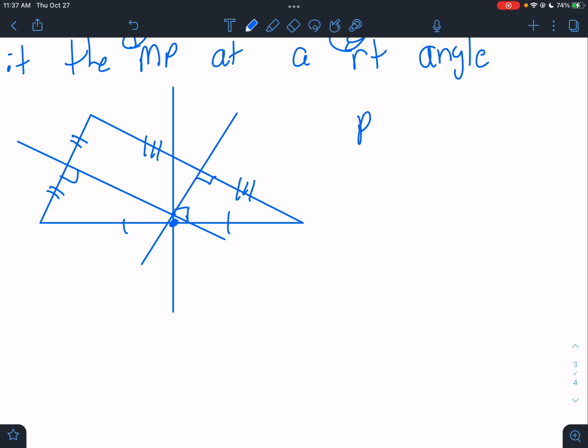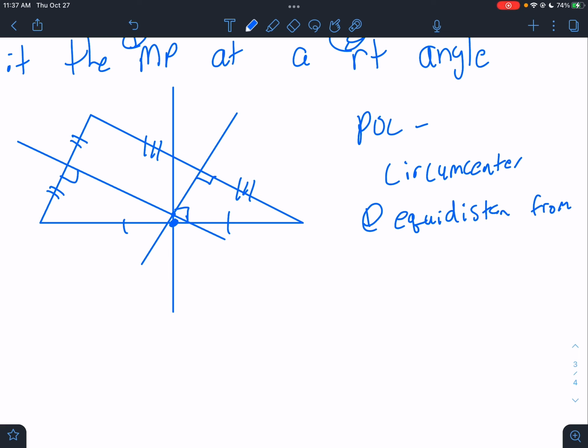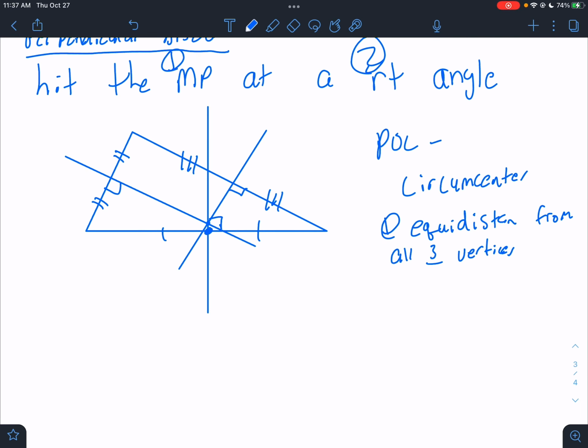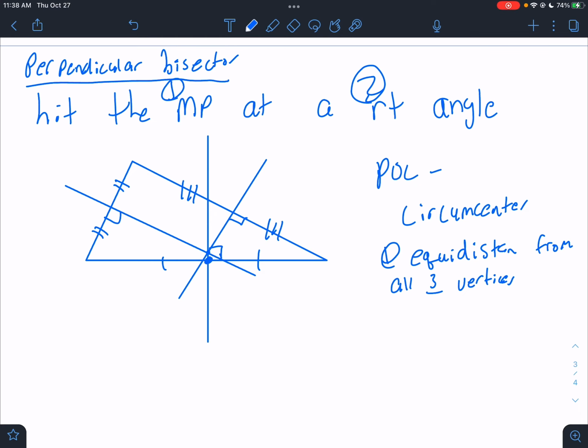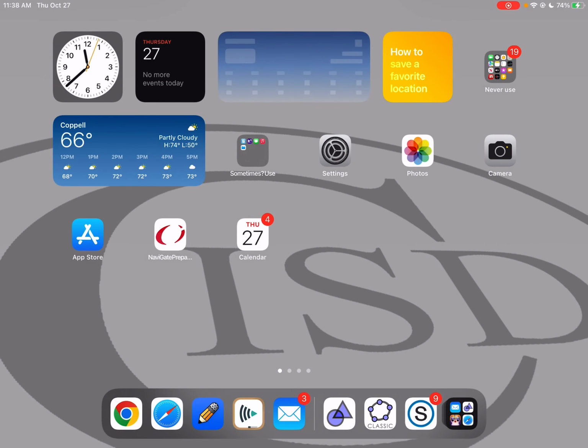But its point of concurrency is called the circumcenter. And its special property is that it is equidistant, there's that word again, equal distance, from all three vertices. All right, so that's everything we need to know about a perpendicular bisector. Well, not everything, but a lot of things.